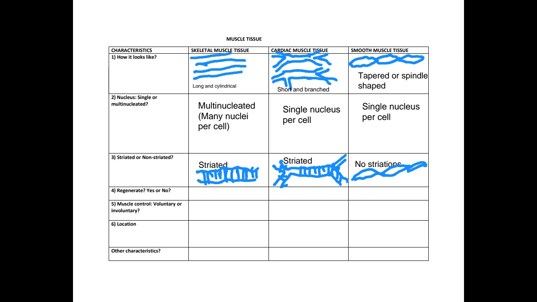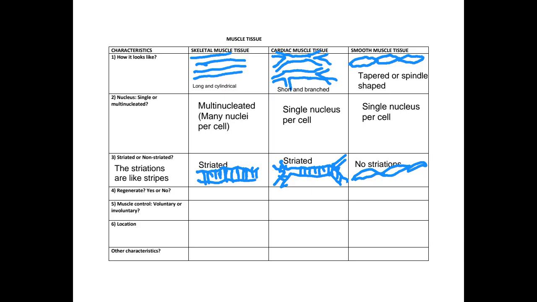Okay, so let me put here that the striations are like stripes. They look like stripes on there. Then we talk about regeneration like we do in epithelial tissue. So we say that when the tissue gets damaged, is it able to repair itself to where it is good enough, or can it not repair itself?